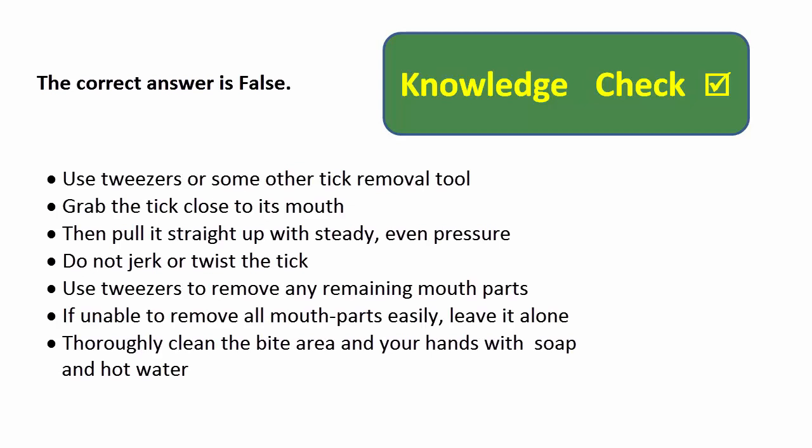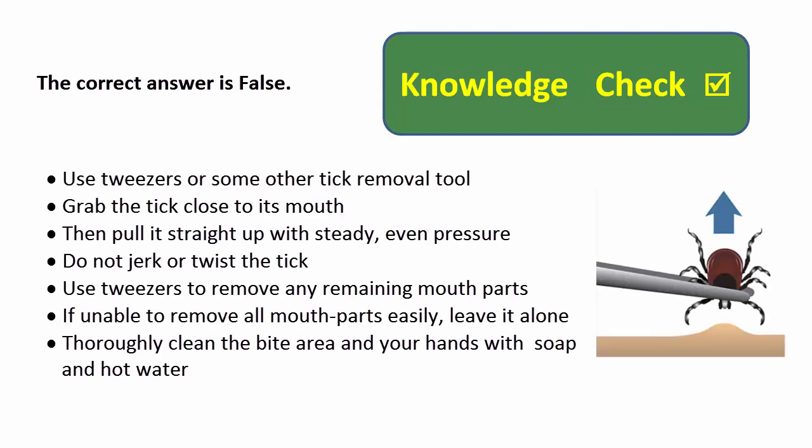The best way to remove a tick is to use tweezers or some other tick removal tool to extract it effectively. As close to the skin's surface as possible, grab the tick as close to its mouth as you can get to prevent squeezing its body contents into your body. Then pull straight up with steady, even pressure. Be careful not to jerk or twist the tick, as this can cause the mouth parts to break off and remain in your skin. If this happens, use tweezers to remove as many mouth parts as possible. If unable to remove all the mouth parts easily, leave it alone and let it heal. Make sure to thoroughly clean both the bite area and your hands with rubbing alcohol or soap and hot water.